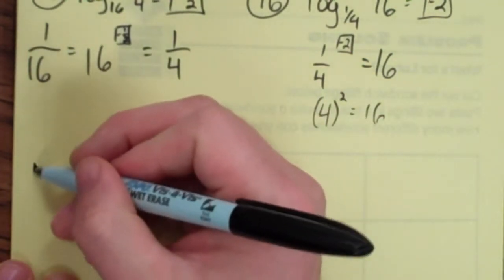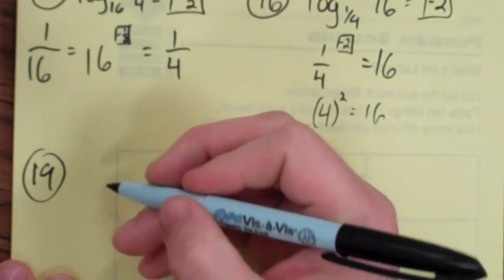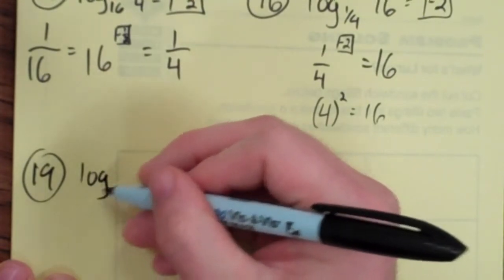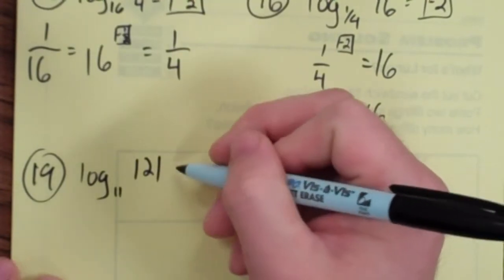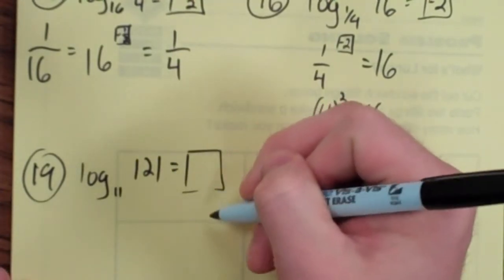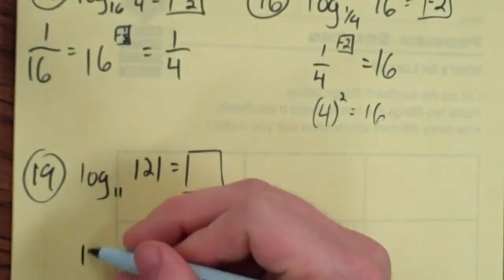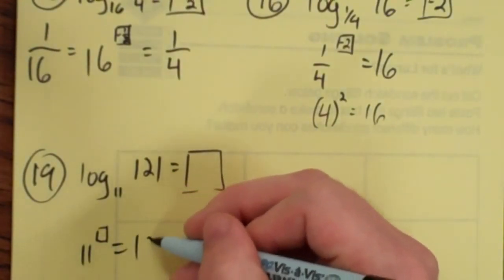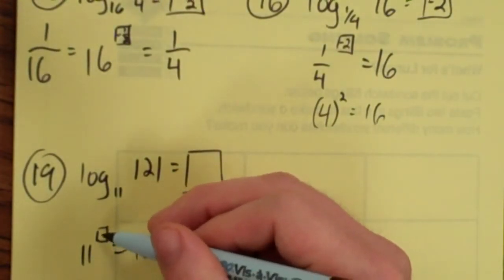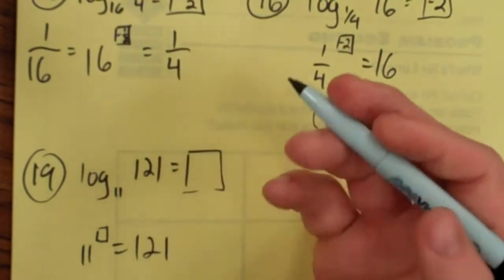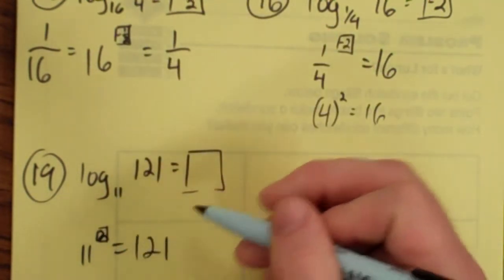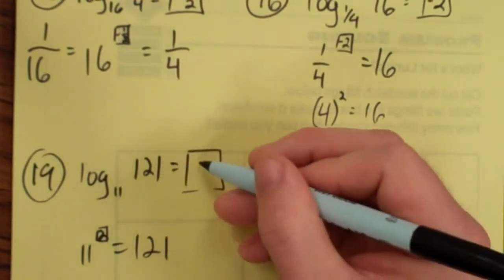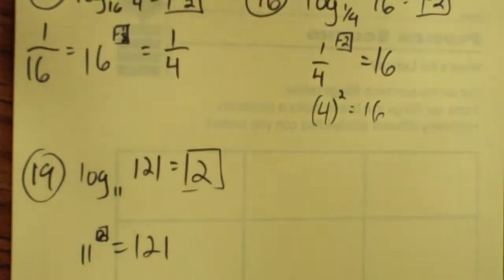Let's do this last one, 19. Log base 11 of 121. This actually should be pretty straightforward. 11 to the what is 121? Well, 11, what? Is it the third? No, that's huge. We should know that 11 squared is 121. So log base 11 of 121 is 2. Okay.